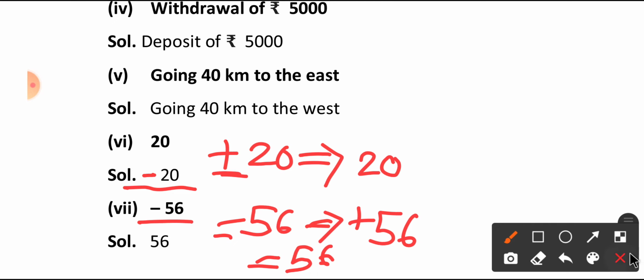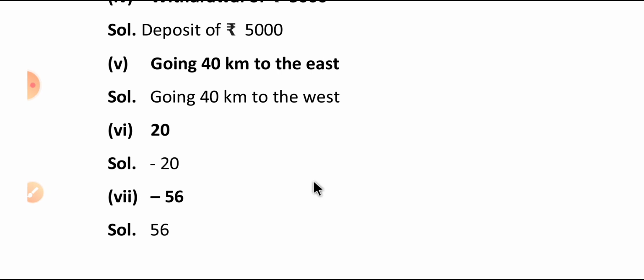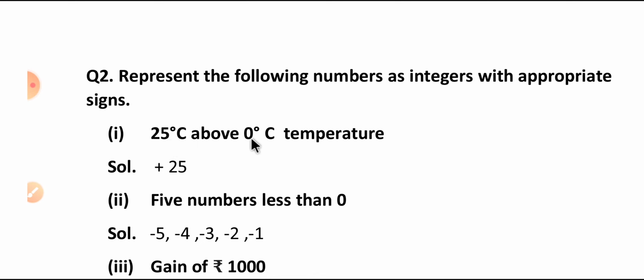Now question number 2. Represent the following numbers as integers with appropriate sign. Here one statement is given. First one, you can see that in the earlier question we had to write the opposite. But here a statement is given and you have to represent it by integers, means in numbers.